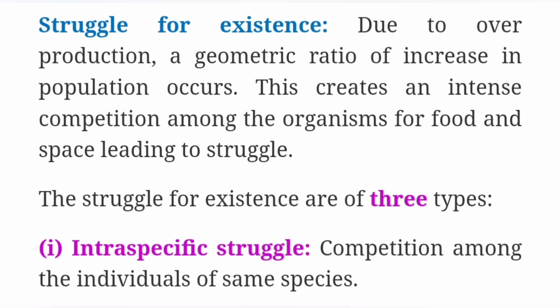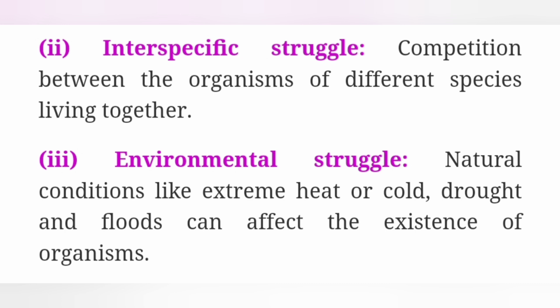The struggle for existence are of three types. First point, intraspecific struggle. Competitions among the individuals of same species. Second point, interspecific struggle. Competition between the organisms of different species living together. Third point, environmental struggle. Natural conditions like extreme heat or cold, drought and flood can affect the existence of organisms.